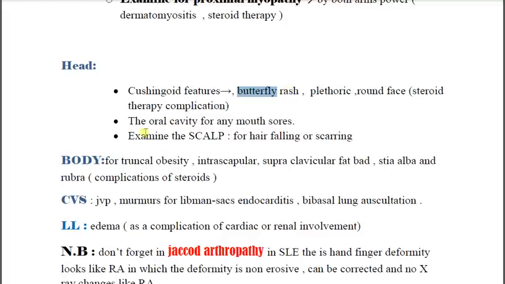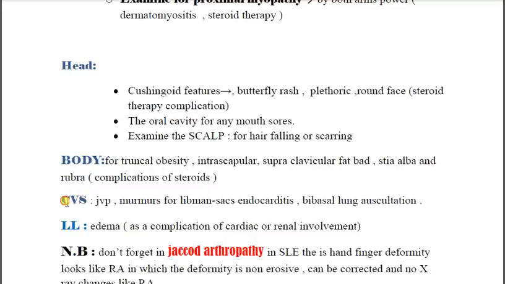Okay. You have to examine the oral cavity for any sores or mouth ulcers. Examine the scalp as well for any hair falling or scarring. The body of the patient, maybe there is truncal obesity and interscapular and supraclavicular fat, striae, as complications of steroid.